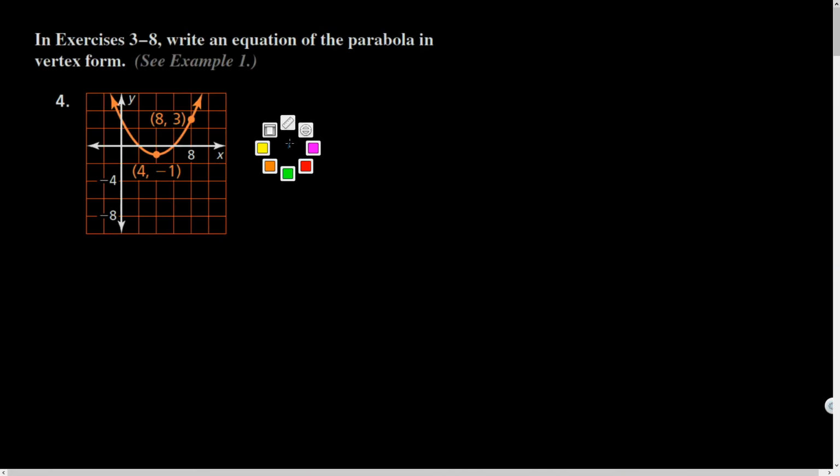Here I have a given point, so I'll say this is x1 and y1. And here I have what is definitely my vertex, and so that's my h and my k. I'll plug this into vertex form as a result. So y equals a parentheses x minus h squared plus k. Plug in what I know and solve for what I don't.